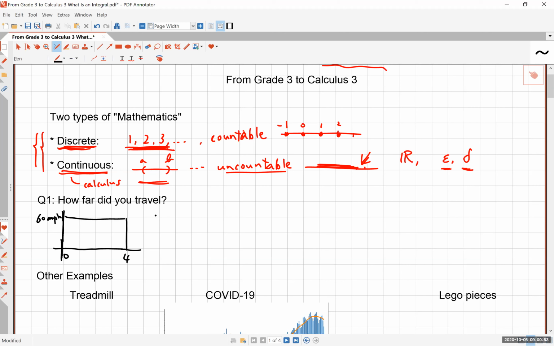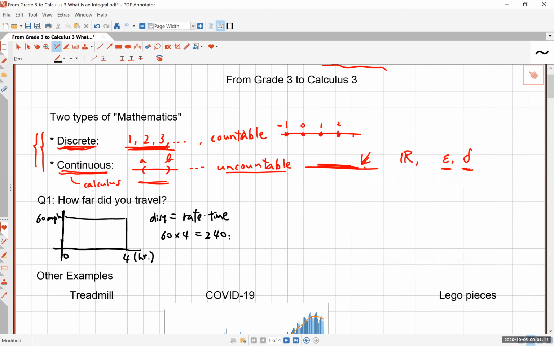You probably learned that the distance traveled is rate times time. In other words, you multiply the speed by the number of hours. So in this case, you get 60 times 4 is equal to 240.